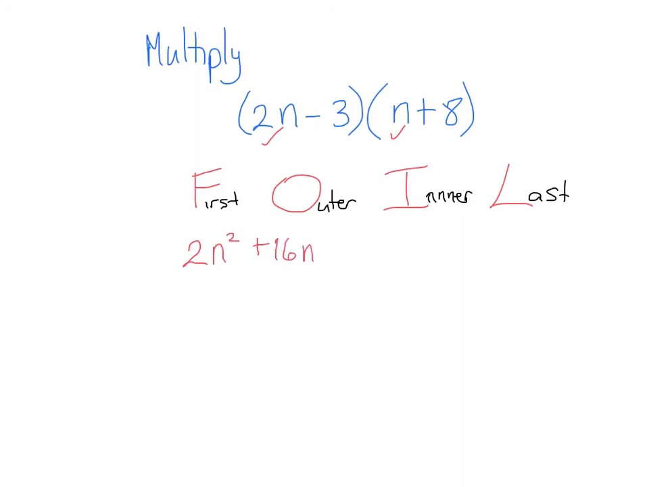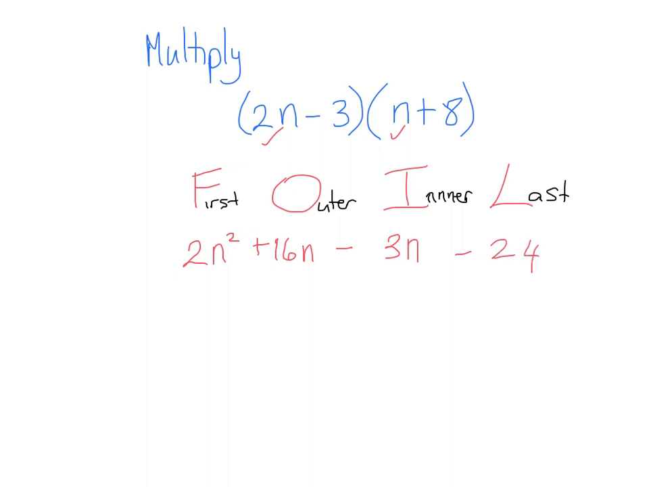Now time to do the inner terms. They're inside, next to each other. So we have negative 3 times n, which gives us minus 3n. And finally, we can do the last terms: the last term in this parenthesis multiplied by the last term in this parenthesis. So it's our negative 3 times our 8, and our last term is negative 24.